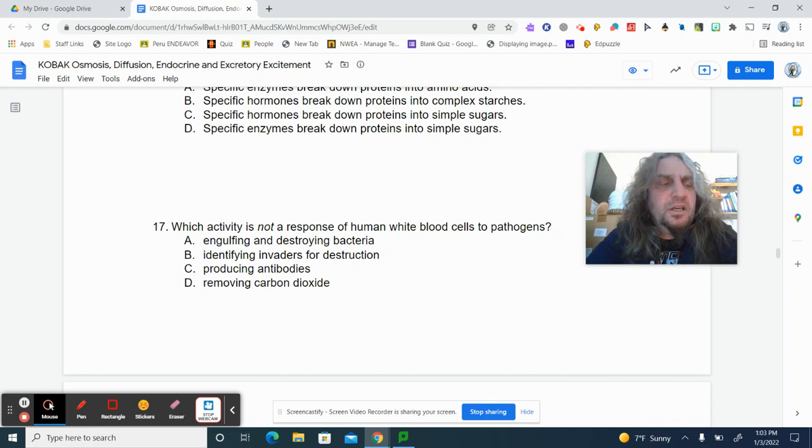Number 17, which activity is not a response of human white blood cells in relation to pathogens? A, engulfing and destroying bacteria. B, identifying invaders for destruction. C, producing antibodies. D, removing carbon dioxide.